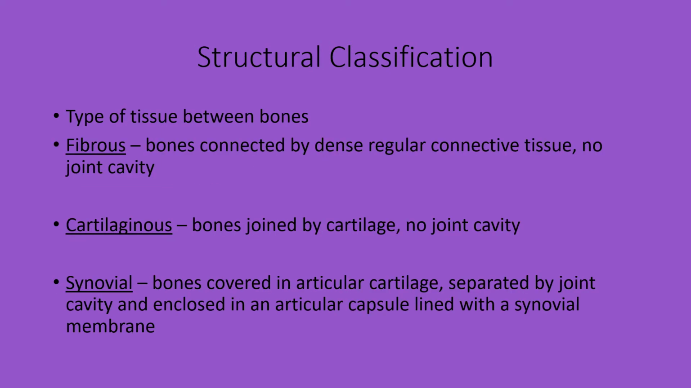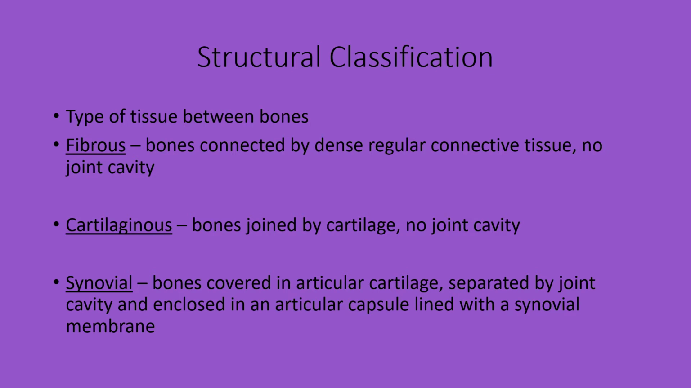If we classify according to the structure, it has to do with the type of tissue that's between the bones of the joint involved. There's three different types. You can have fibrous, so the bones are going to be connected by dense regular connective tissue. There is no joint cavity present there. Cartilaginous joints, the bones are going to be joined by cartilage. Once again, there is no joint cavity present.